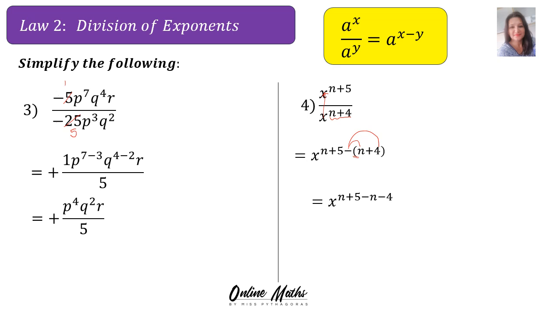And then you can say n minus n is nothing, and plus 5 minus 4 is 1. And therefore your answer, x to the 1. And you don't even have to write this one. You can just write x.